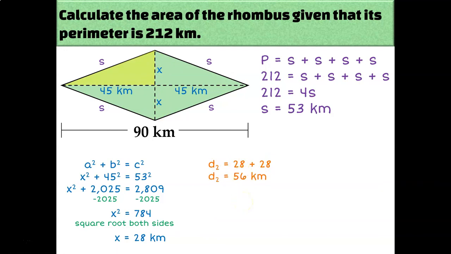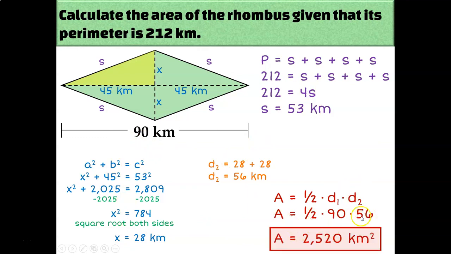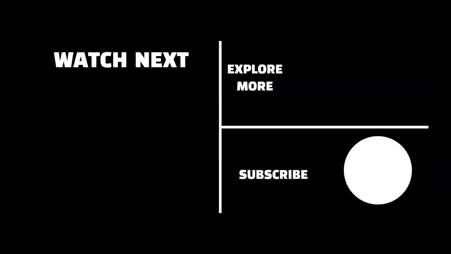Now I have all the information I need to calculate the area of this rhombus. The area of a rhombus is 1/2 times diagonal 1 times diagonal 2. We knew diagonal 1 all along, it was 90, and we figured out through quite a lengthy process that diagonal 2 is 56. So multiply those 3 numbers together, and I figure out that my area is 2,520 square kilometers.